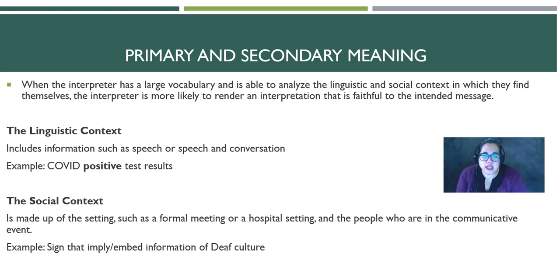So here, continuing on the primary and secondary meaning, this is also from your book, and I'll give you a second to look at it. I want you to really look at that bullet at the very top that says, when the interpreter has a large vocabulary and is able to analyze the linguistic and social context in which they find themselves, the interpreter is more likely to render an interpretation that is faithful to the intended message.